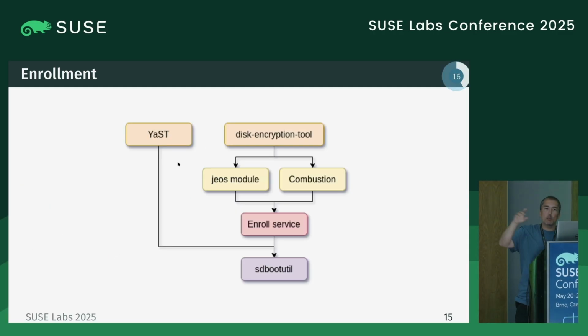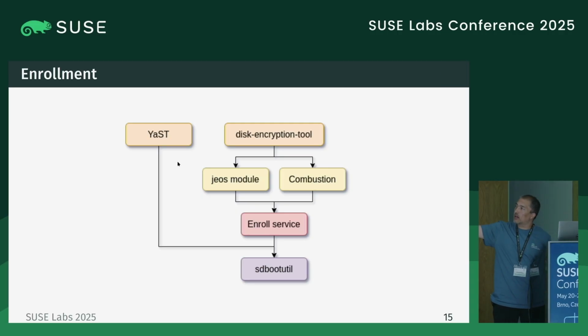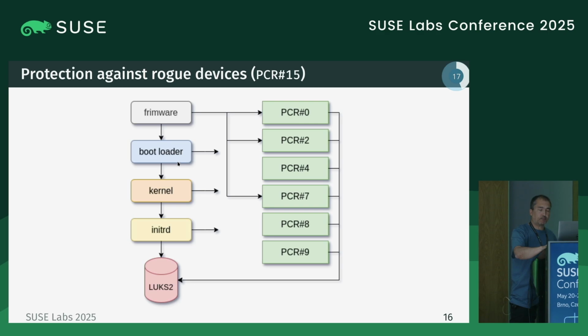So that means that the enrollment process can have multiple entry points, no? Using this service or chroot calls to the util, like is done by Jeos and Agama.